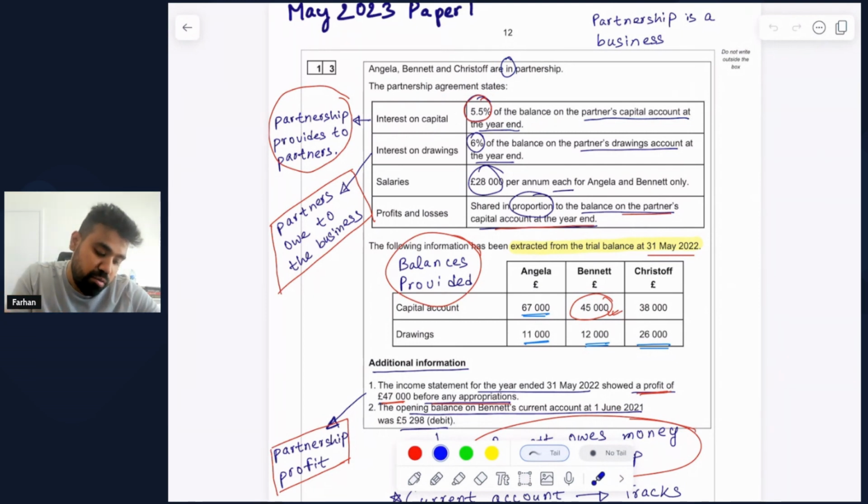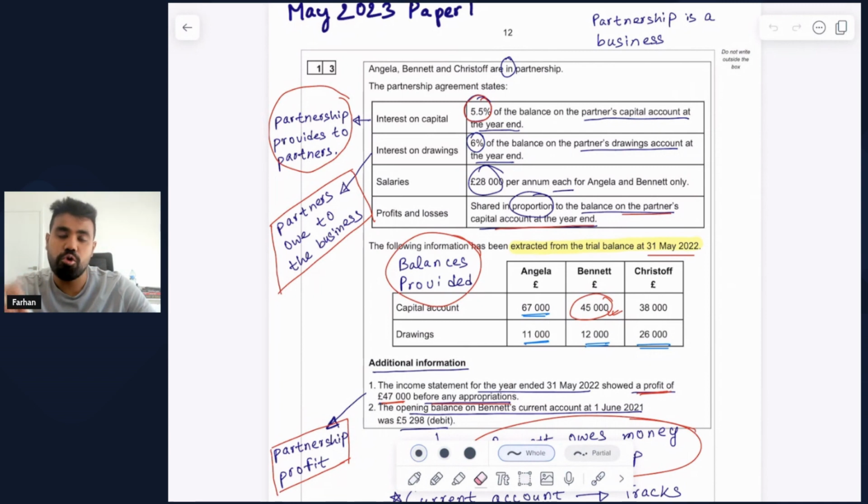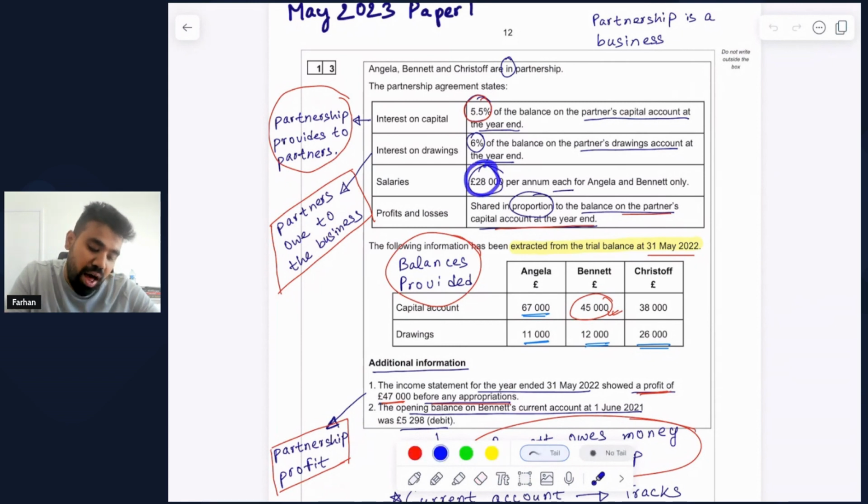Interest on drawings is provided at 6% of the balances on the partner's drawings account at the end of the year. So drawings are something that are made by the partners from the business. And whenever a partner makes a drawing from the business, the partner is liable to pay interest on these drawings to the business. Salaries of £28,000 per annum for Angela and Bennett only. So out of the 3 partners, 2 of the partners, Angela and Bennett, each take £28,000 per year as salaries.